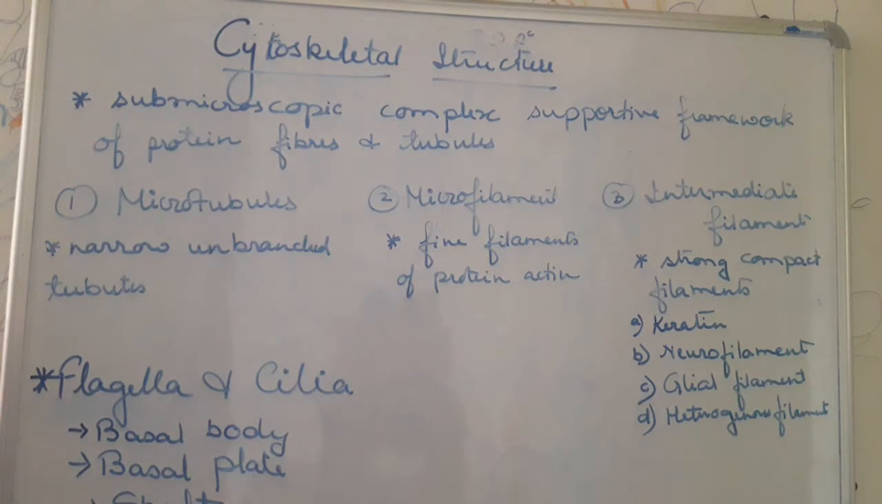Next we come to the flagella and cilia. Now these are actually locomotory organs, okay. If the size is small and numerous, we call it as cilia. If it is longer and few, then we call it as flagella. But their main function of both is basically for locomotion.